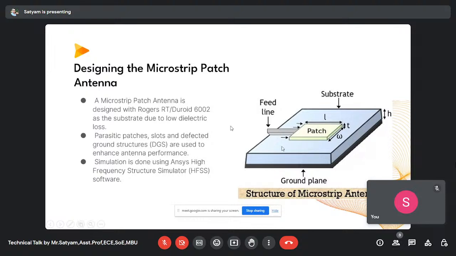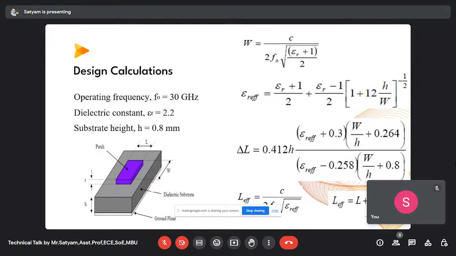If I make another patch here or anywhere on the top side of the substrate, without connecting to the feed, then that patch will become a parasitic patch. So let me repeat it. A patch, if connected to the feed, is one thing. A patch, if not connected to the feed, is called a parasitic patch, right? And then for simulation we will use HFSS, right?